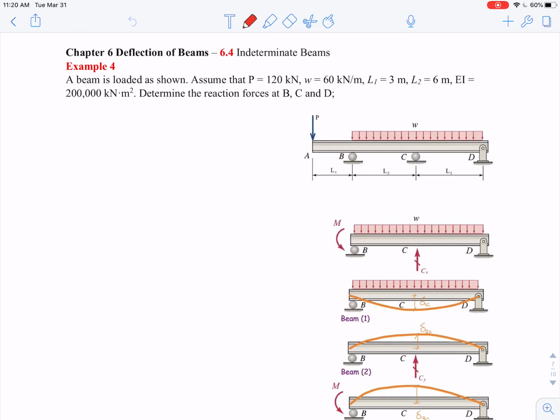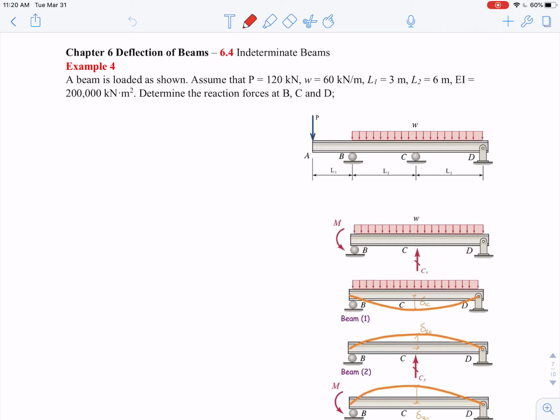Okay, example 4. Beam is loaded as shown here, and assume that P, W are the two loads applied on it, and you have L1, L2, EI, those are all given. Determine the reaction forces at B, C, and D. Okay, this time in this example, we're not dealing with a cantilever beam. This is a simply supported beam, overhanging beam.